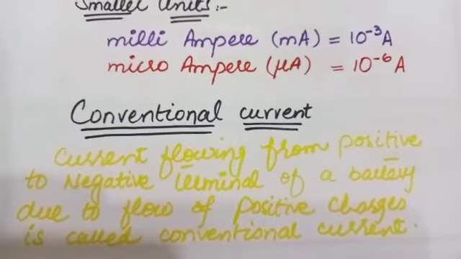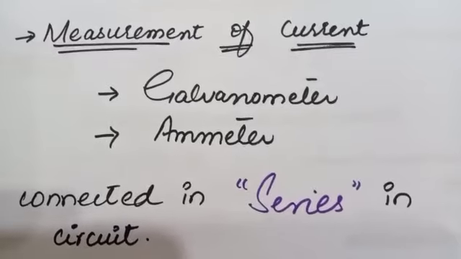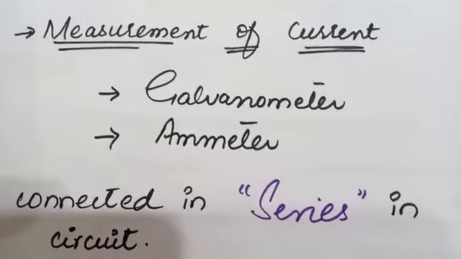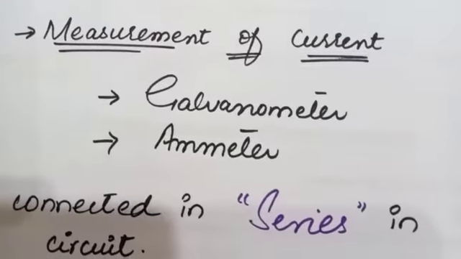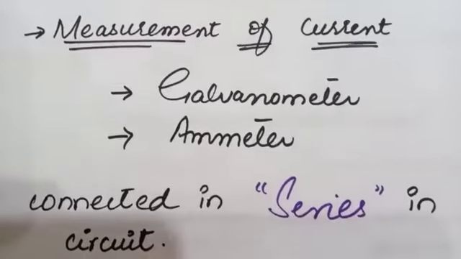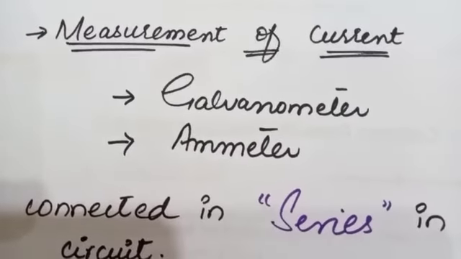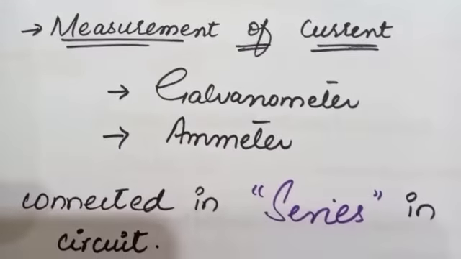Next is the measurement of current. How can we come to know that current has been established in the conductor, and what is the value of the current in the circuit? Galvanometer and ammeter are some common examples of current measuring instruments.